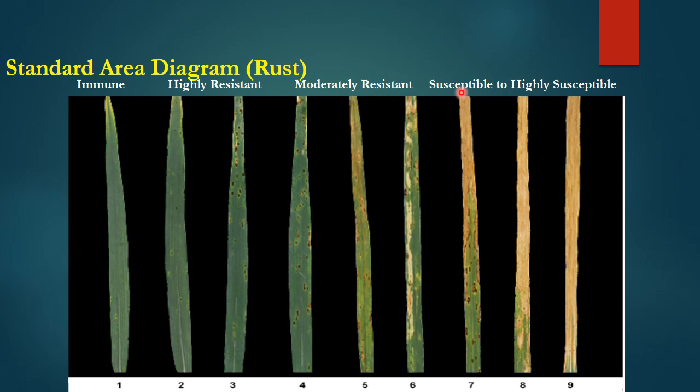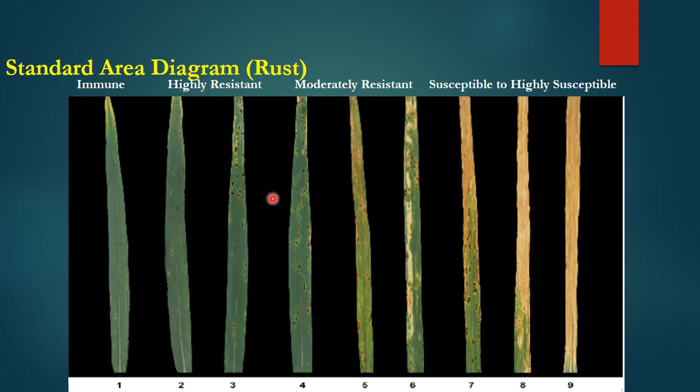And then finally susceptible to highly susceptible, where the rust almost kills the leaf, and there is complete coverage of the pustules. So in this case, you are provided with the standard area diagram.